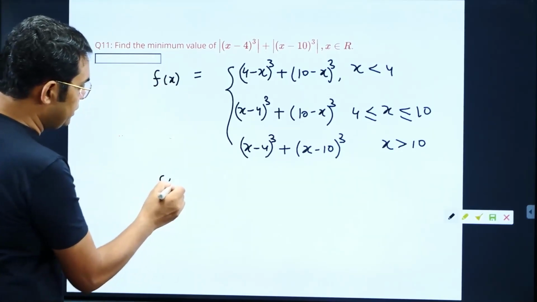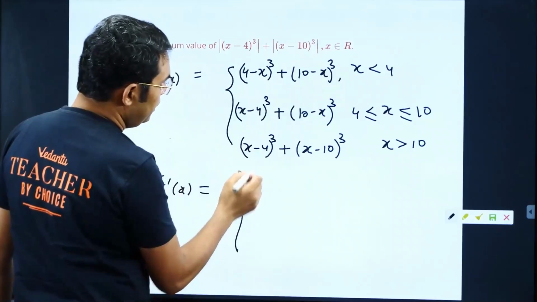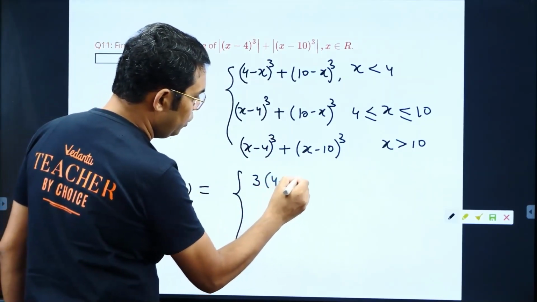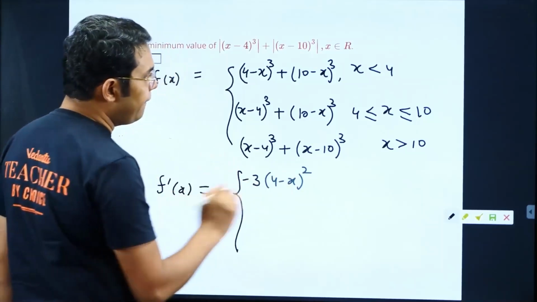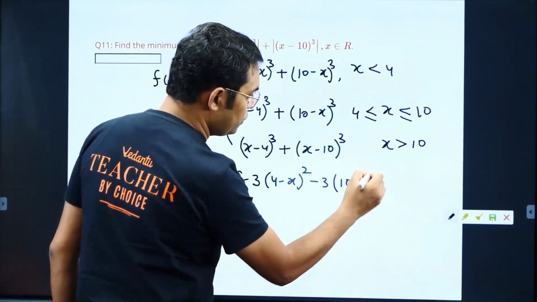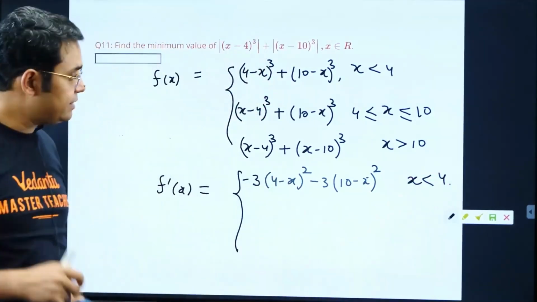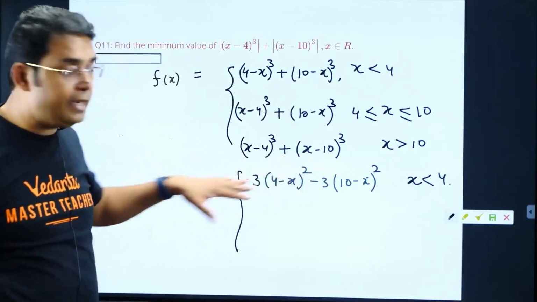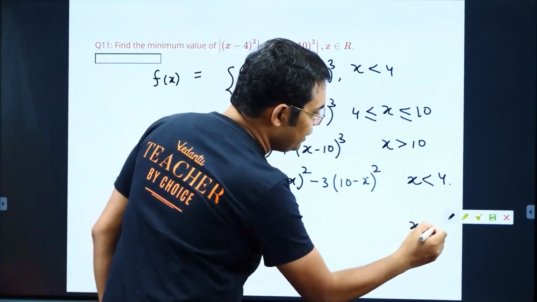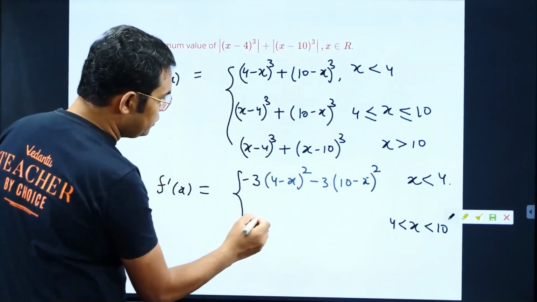Now if I find f'(x) here, the first thing would be 3 times (4 minus x) whole square, and there will be a minus sign here. Similarly, a minus sign will be here also: 3 into (10 minus x) whole square. That is for x less than 4. So you can see for x less than 4, this derivative is going to be entirely negative.